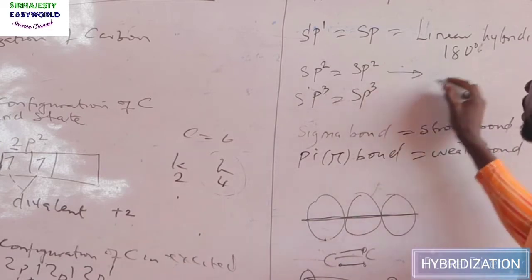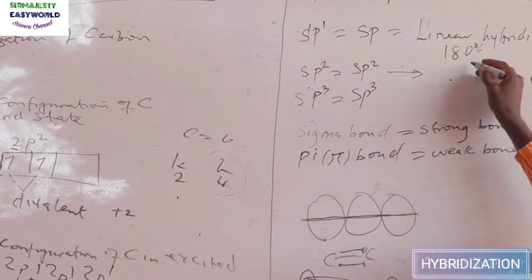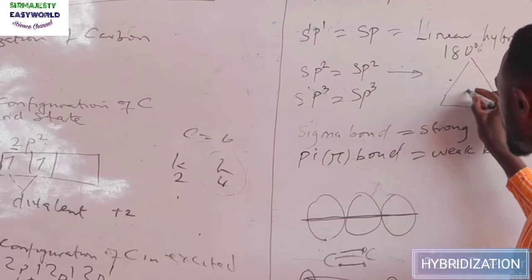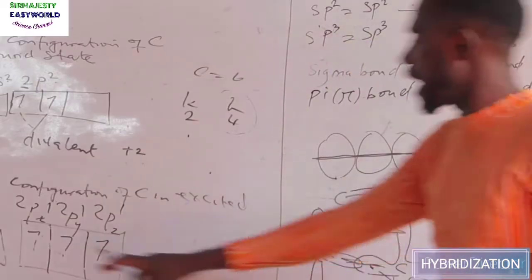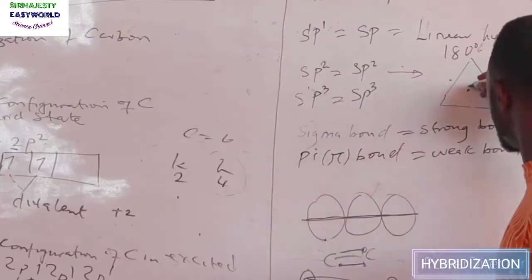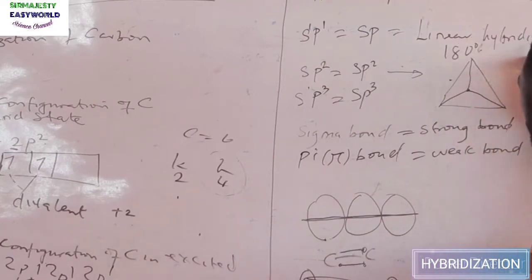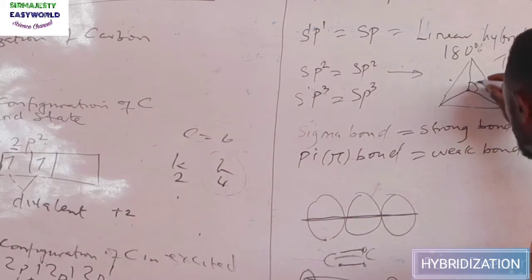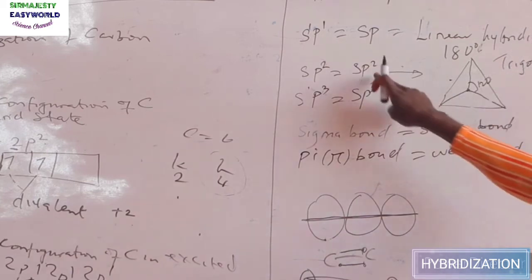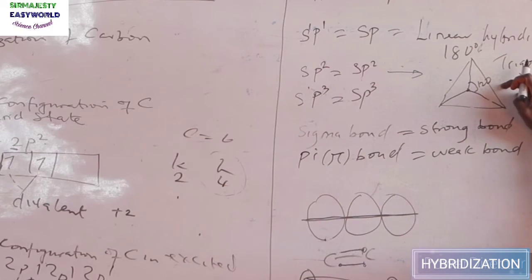Then sp2, in such a manner that there is a kind of arrangement in a plane triangle like this. This is the central carbon atom. Remember in sp2 there are 3 hybridized orbitals, 1, 2, 3. So those ones there are distributed in this way, forming a triangle, therefore it is trigonal planar. So some might call sp2 trigonal hybridization, and the bond angle is 120 degrees. So in sp2 hybridization, the bond angle is 120 degrees. So that is for sp2.